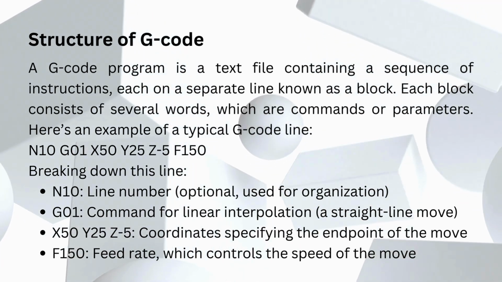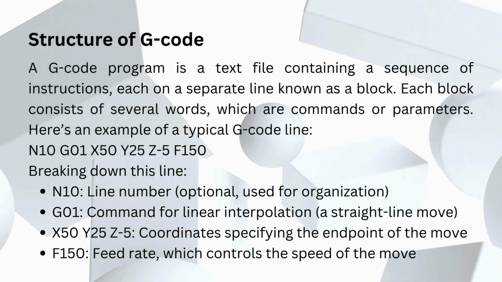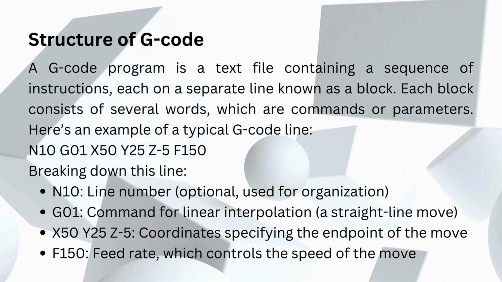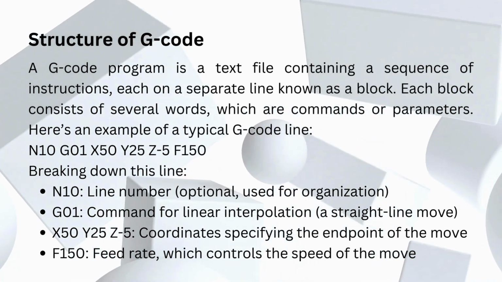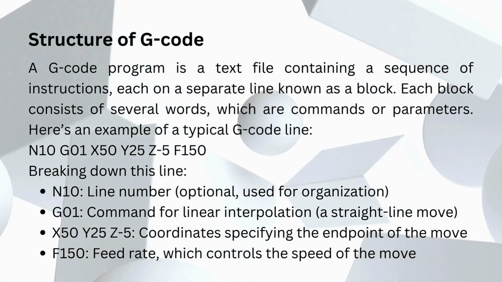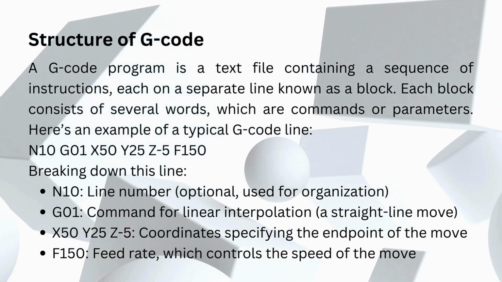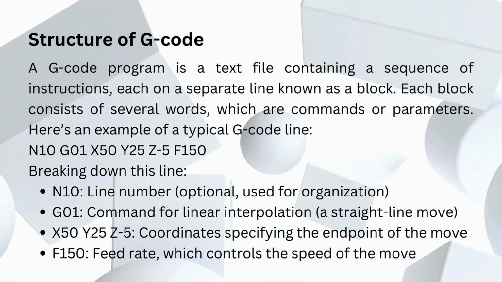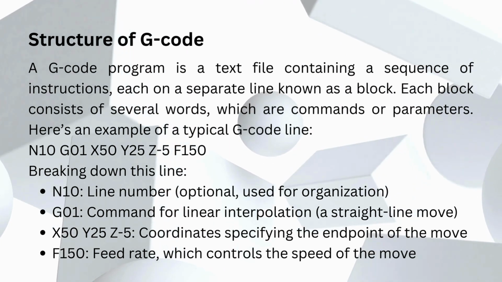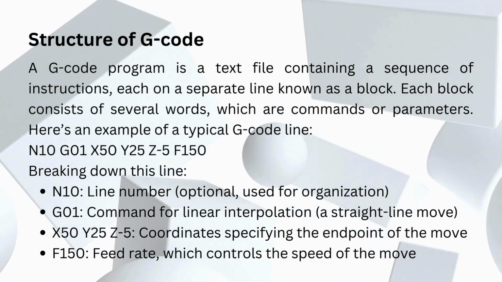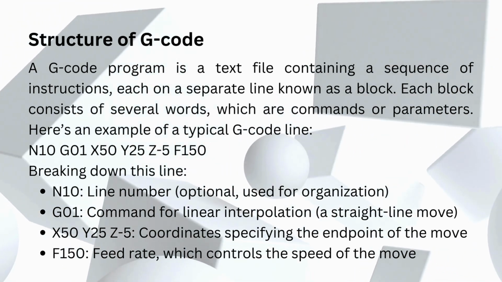N10 G01 X50 Y25 Z5 F150. Breaking down this line. N10, line number, optional, used for organization. G01, command for linear interpolation, a straight line move. X50 Y25 Z5, coordinates specifying the endpoint of the move. F150, feed rate, which controls the speed of the move.